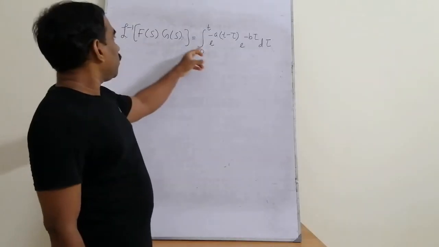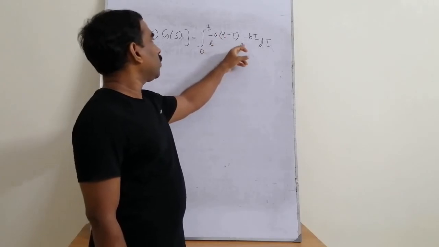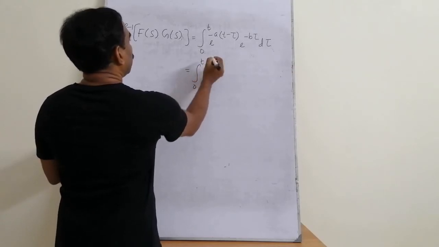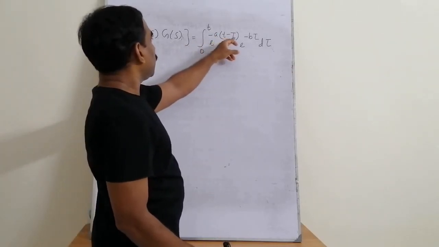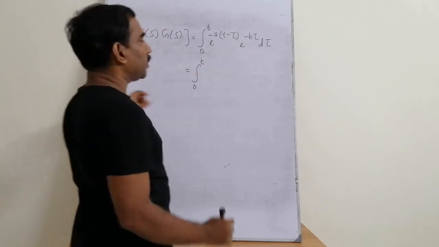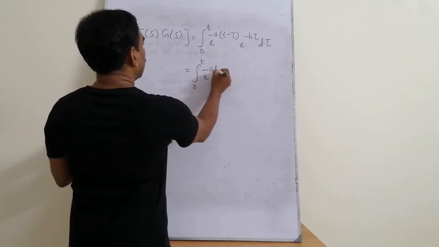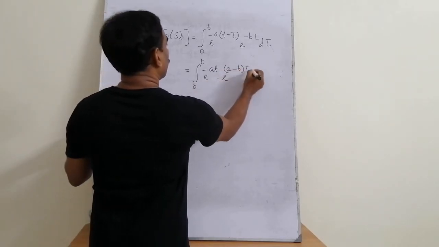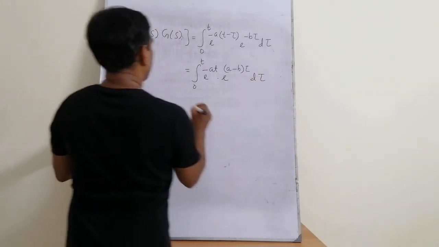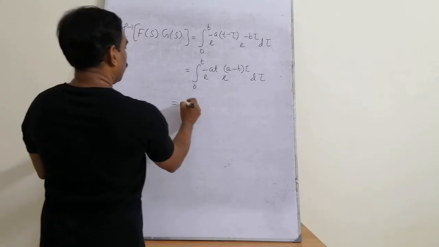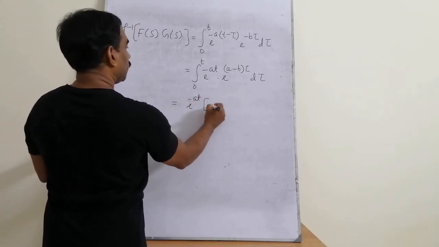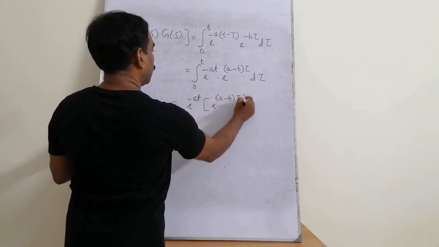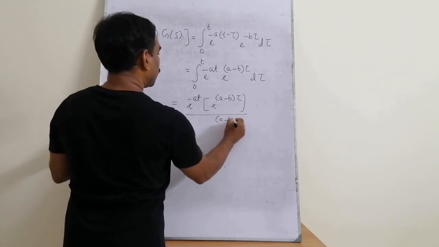That is L inverse of F(s)G(s) is equal to integral 0 to t e raised to minus a (t minus tau) into e raised to minus b tau d tau, equal to integral 0 to t e raised to minus at, e raised to a tau, e raised to minus b tau. So we can combine this as e raised to minus at into e raised to (a minus b) tau d tau. Now integrating with respect to tau, we have e raised to minus at into e raised to (a minus b) tau divided by (a minus b).